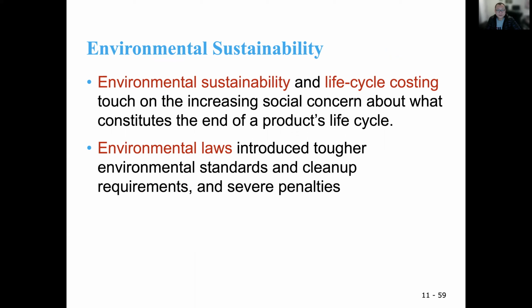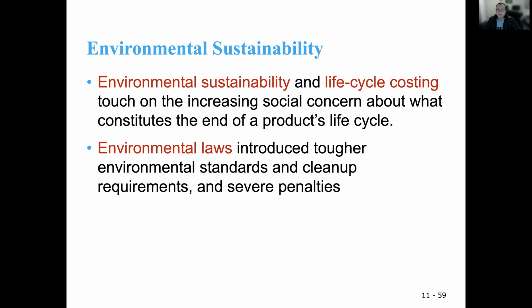And environmental sustainability and life cycle costing touch on the increasing social concerns about what constitutes the end of a product's life cycle. So it's interesting, right? In terms of, let's say, gasoline. So basically, when is the end of the product life? So you also want to consider the environmental loss, right?